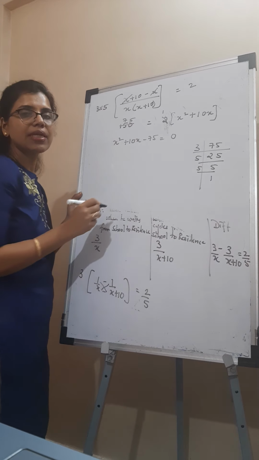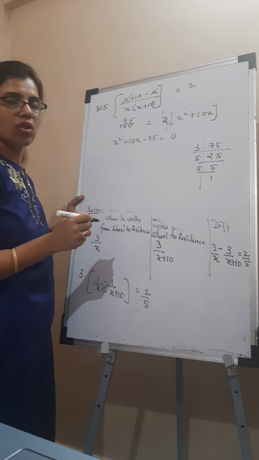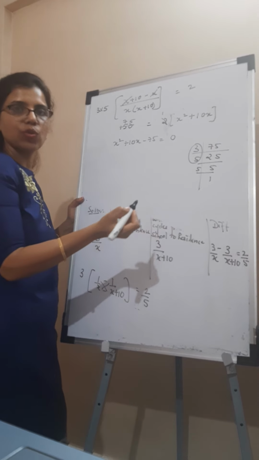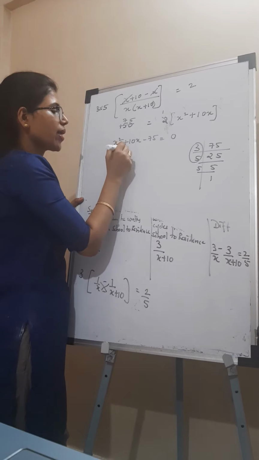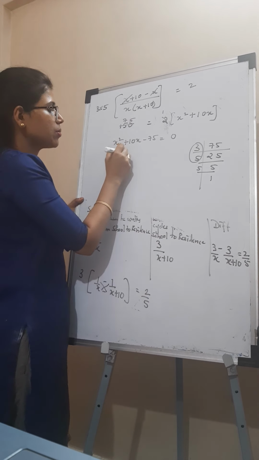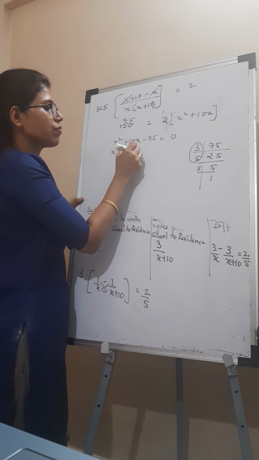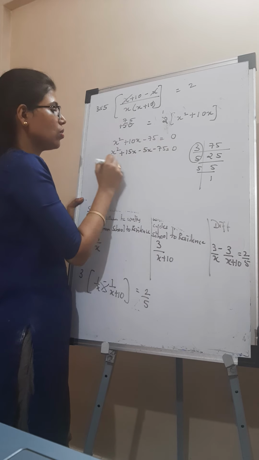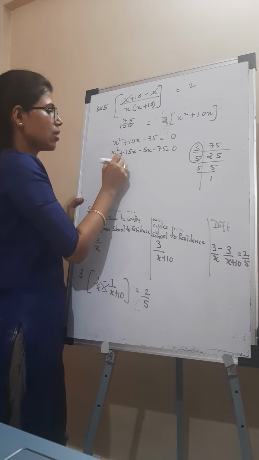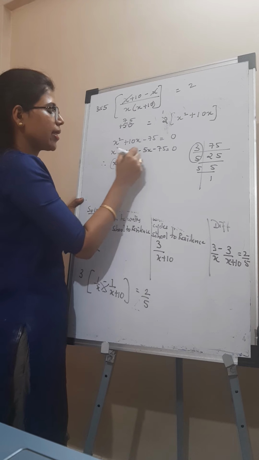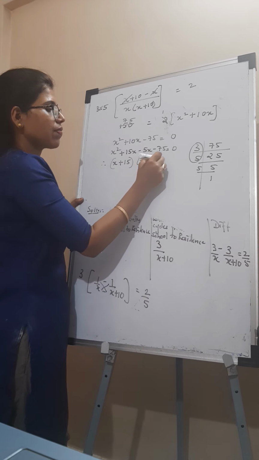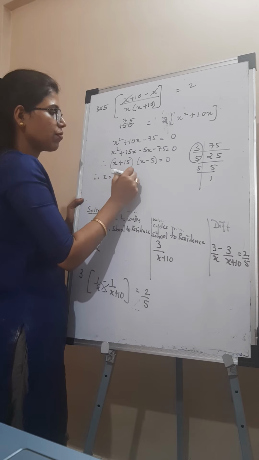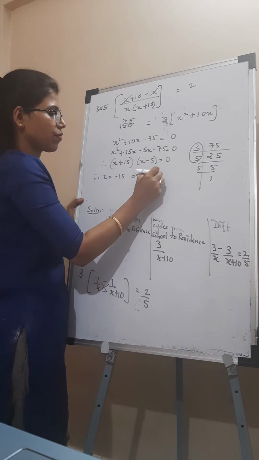Now you should get the middle term as 10. So 3 5s are 15 and 5, you will get 10. So x square, the greater number should be given the middle term sign. So 15x minus 5x minus 75 is equal to 0. Therefore x plus 15 in one bracket, x minus 5 in another. Therefore x is equal to minus 15 or x is equal to 5.